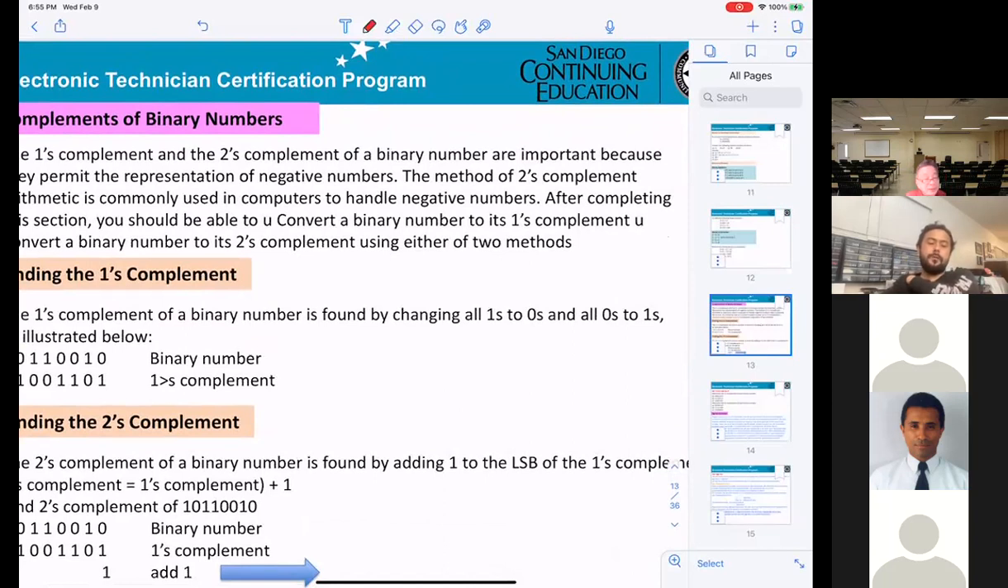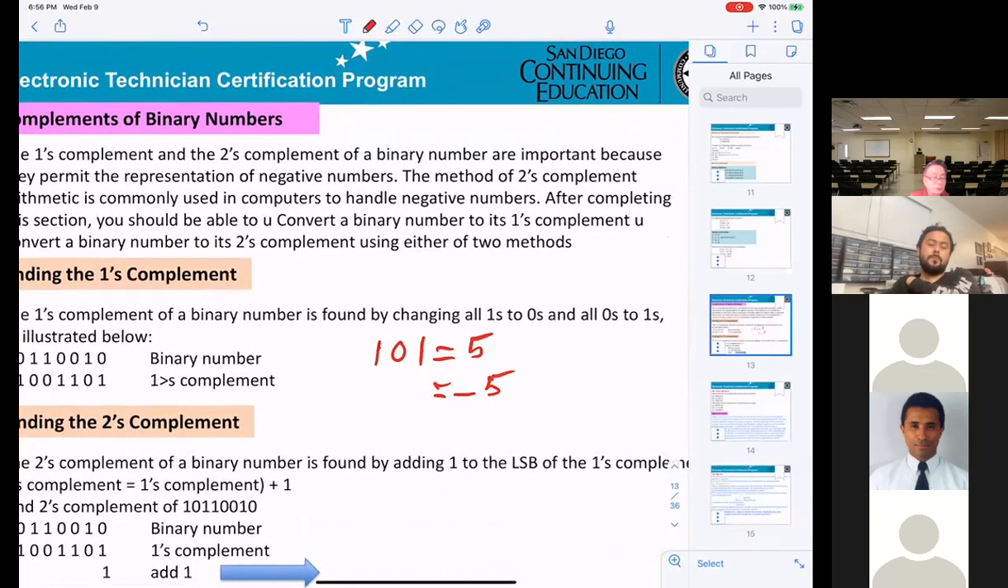You can get the number 5. Number 5 means 1, 0, 1. However, if I want -5, what can I do? How does the computer do it?